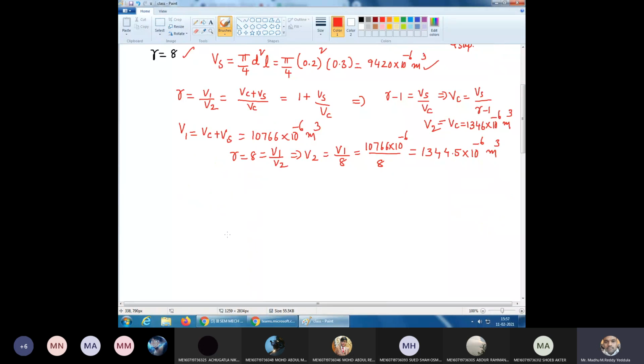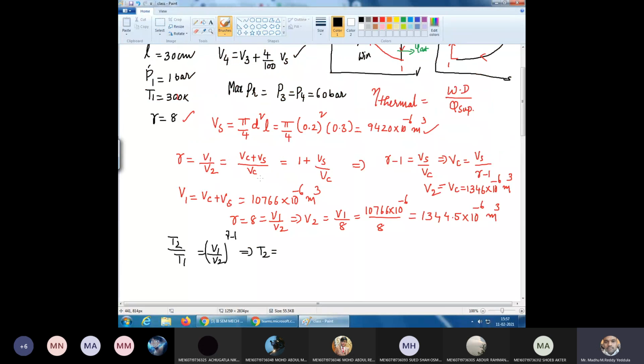Therefore I know the relation between temperature and volume. In previous problems also we used T2 by T1 is equal to V1 by V2 whole power gamma minus 1. So the T2 value is equal to T1, which is given as 300 Kelvin, into V1 by V2, which is nothing but the compression ratio, that is 8 power 0.4.